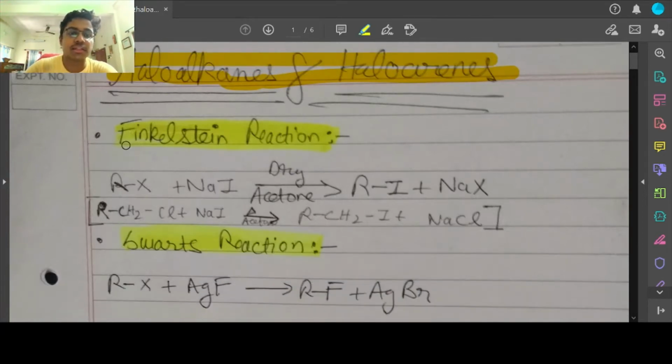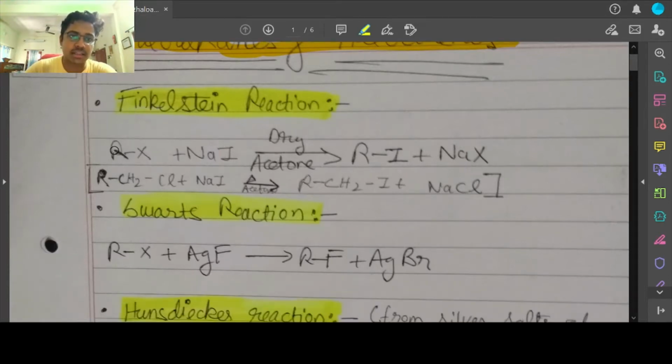First comes the Finkelstein reaction. This is a name reaction. The Finkelstein reaction is RX plus sodium iodide, NaI, in the presence of dry acetone. Remember the term, in the presence of dry acetone, gives RI plus NaX. So it's just a normal reaction.